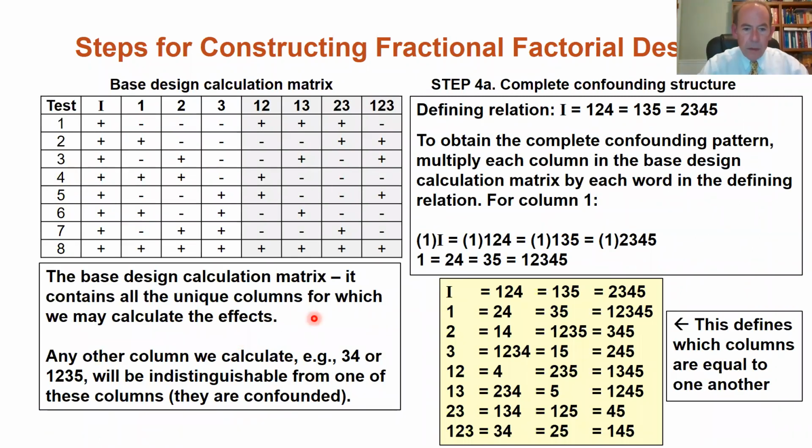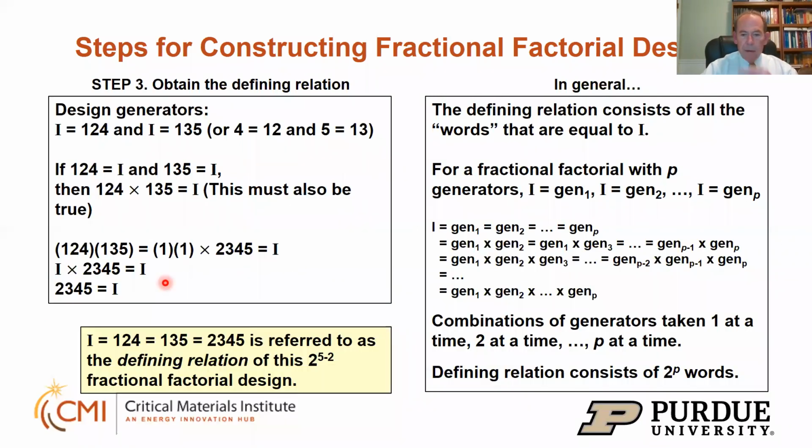All right, so how do we use this information? Let me come back here and just say one other thing. The length of the shortest word in the defining relation, and I'll come back to this in a minute, is termed the design resolution. So in this case, we note here that apart from I, the shortest word, the length of the shortest word in this defining relation is 3.